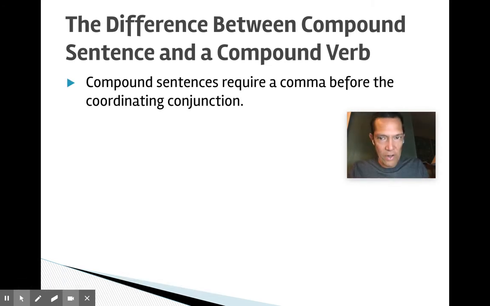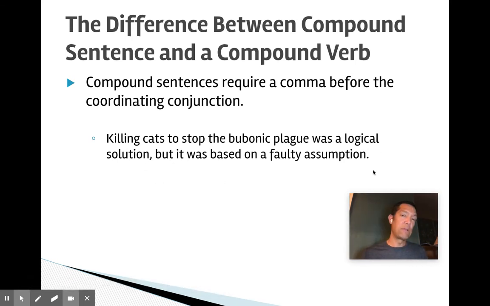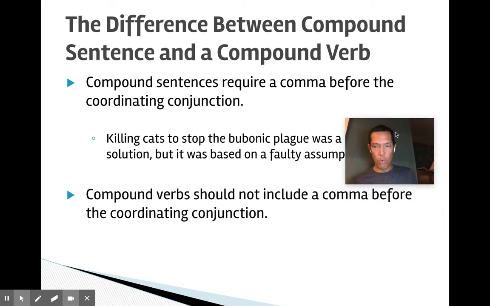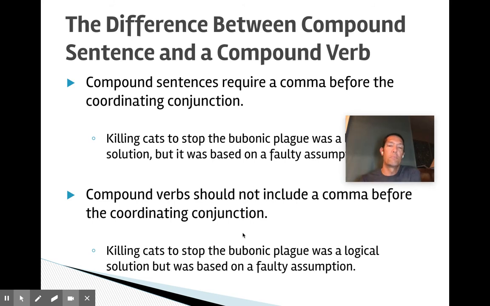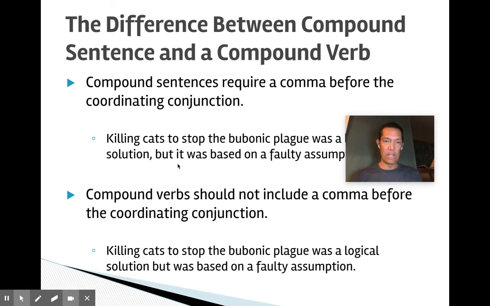So compound sentences require a comma before the coordinating conjunction to let us know that we have two complete sentences. Killing cats to stop the bubonic plague was a logical solution, but it was based on a faulty assumption. Put a comma here to indicate that we have a coordinating conjunction and another complete sentence. Okay. You'll notice that there's only one word that is the difference between a compound sentence and a compound verb. It's the word it right here, because this serves as the subject to this sentence.